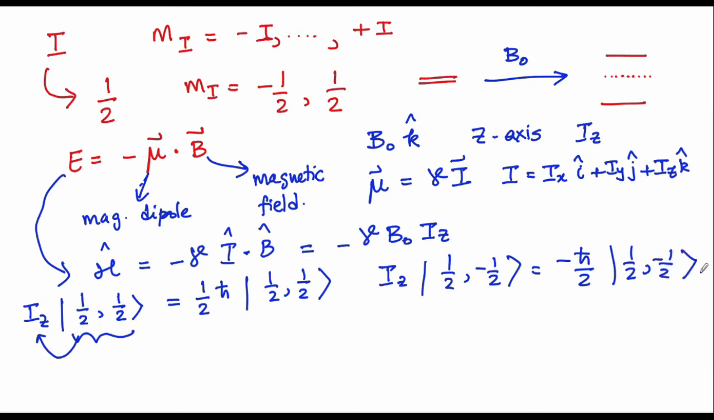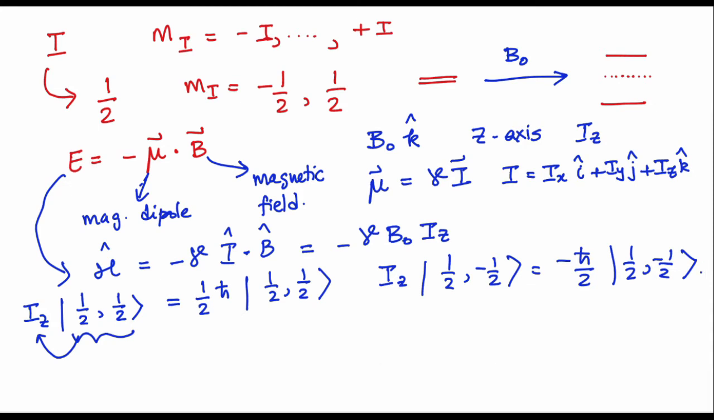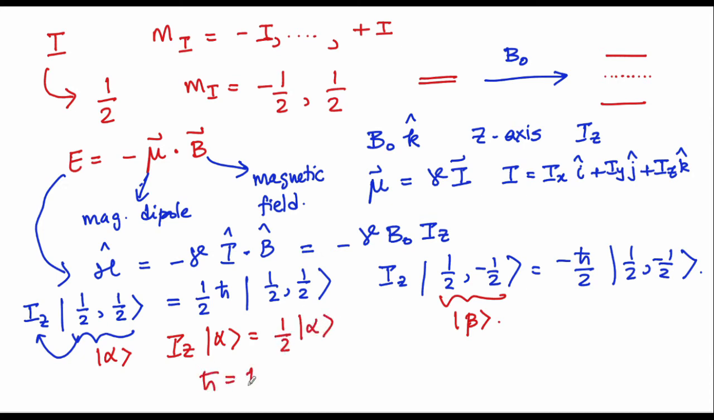Let us take a look at the energy of these two systems. Before I get there, I would like to define a few more things so as to make our writing easier. The half comma half state is generally referred to as the alpha state, and the half comma minus half state is referred to as the beta state. So the same thing can be rewritten as Iz on alpha is going to be half times alpha, where h cross is set to 1, and Iz on beta is going to be minus half times beta.